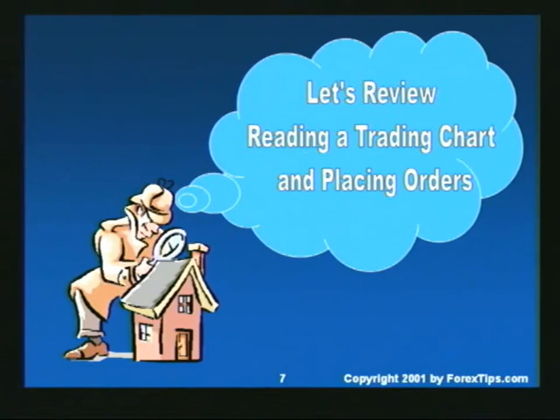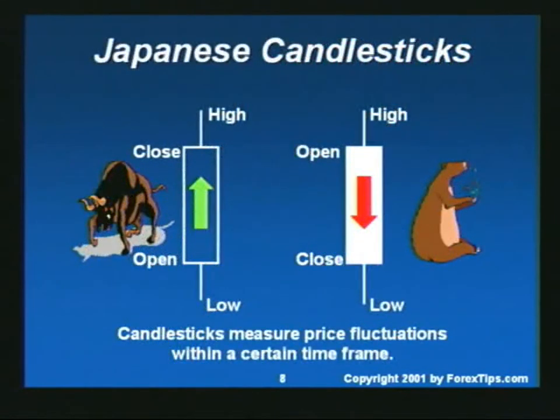Before we get started, let's review reading a trading chart and placing orders. We focus in on using Japanese candlesticks. You can use bar charts. You also can use line charts. Japanese candlesticks are very user-friendly. They monitor an open, a high, a low, and a close of a time period. Japanese candlesticks can be 1-minute candlesticks, 5 minutes, 1 hour, 2 hours, 4 hours, daily, weekly.